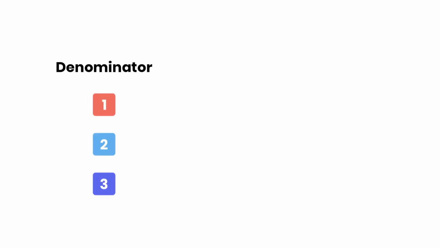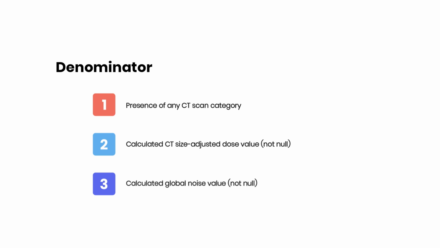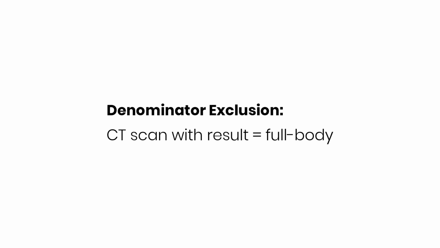The denominator is the number of encounters from the IPP with a diagnostic CT scan performed. The CT scan must have an assigned CT category, a size-adjusted radiation dose value, and a global noise value. Now, the global noise value refers to image quality, and poor image quality may require additional scans, which is why they want to measure that one. Patients are excluded from the denominator if the CT scan was done on the entire body. It was a full body CT scan.